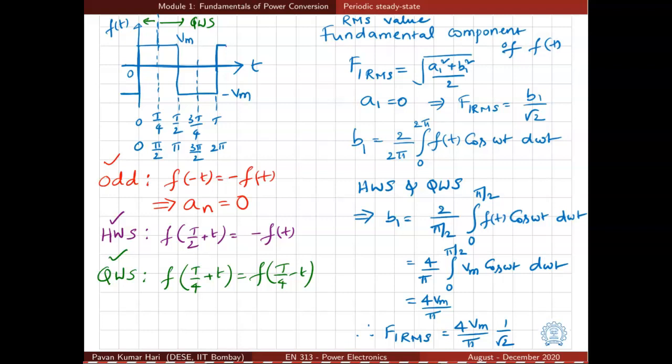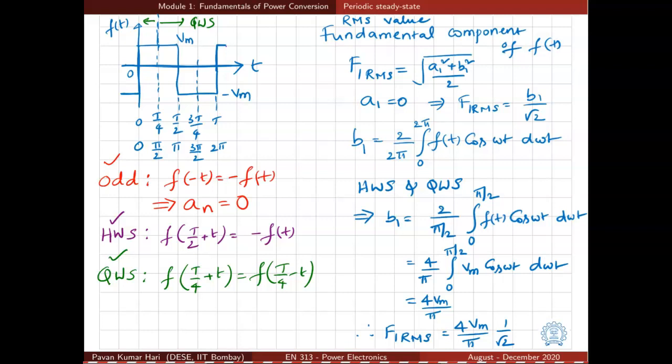It also has half wave symmetry because f(T/2 + t) is minus f(t). If you take a value here in the positive half, you will find the negative of the same value after T/2 interval, which is in the negative half. And it also has quarter wave symmetry, where f(T/4 + t) = f(T/4 - t). So if you look at equidistant points from this T/4 instant, they will have the same value. And since a1 is 0, the f1 RMS will be simply b1 by root 2.